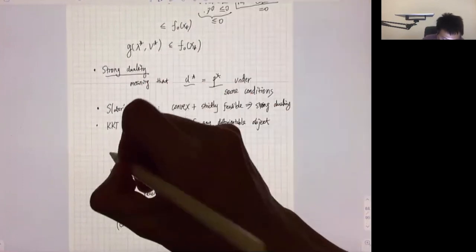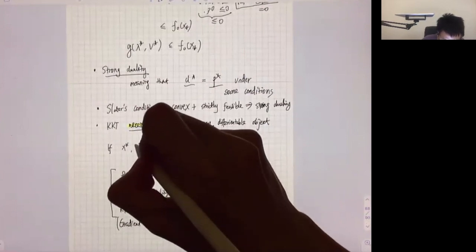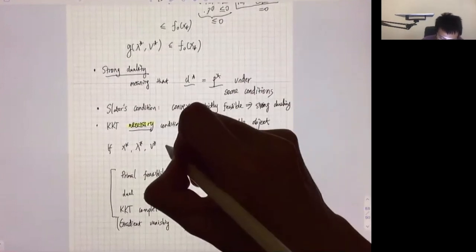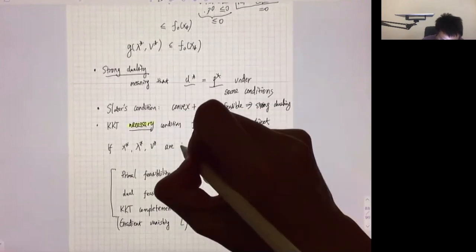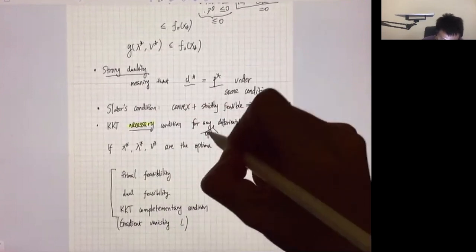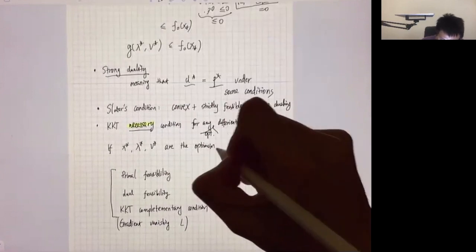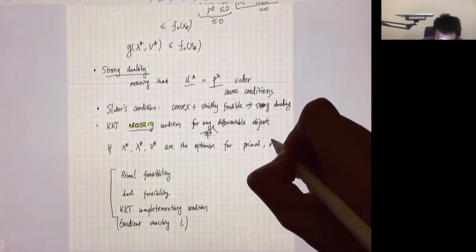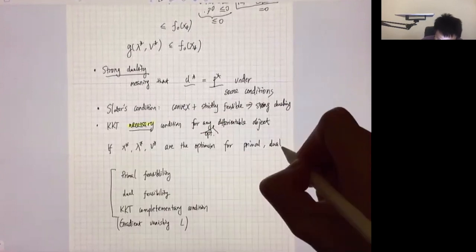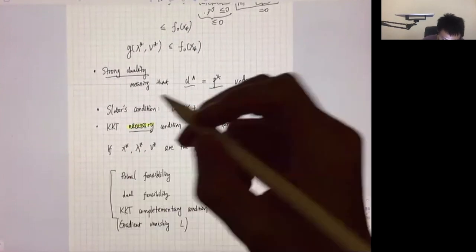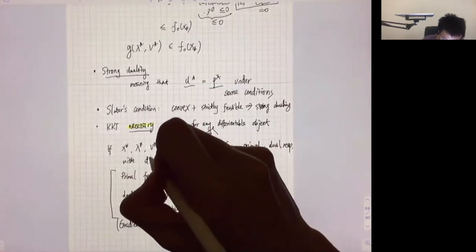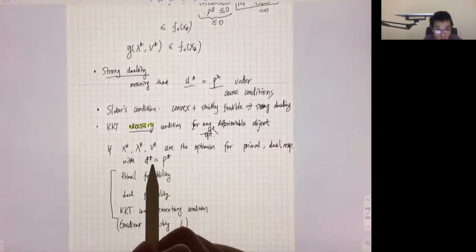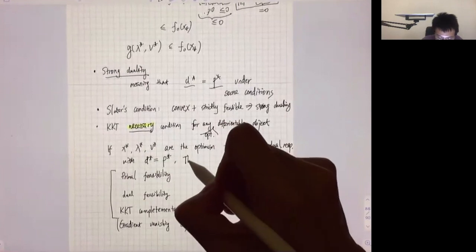So essentially it says if x star, lambda star, nu star are the optimum for primal and dual respectively, with the primal optimum value equal to the dual optimum value, so if they are the optimum values and the duality gap is 0, then I have these conditions.